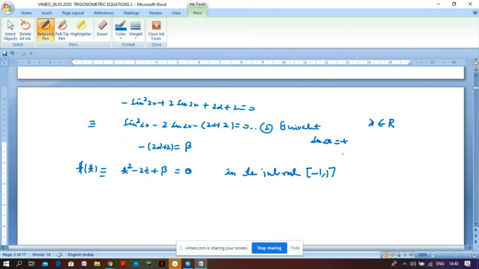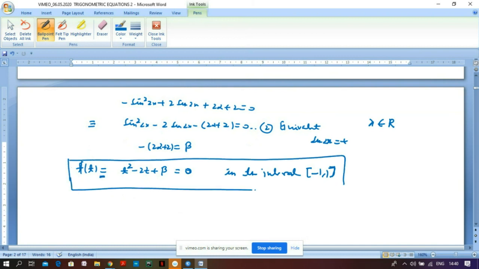You know it's only from -1 to +1. And so the equivalent problem would be that your question becomes, we are further reducing the problem. So we are saying that, okay, given a quadratic, you tell me all values of beta such that this quadratic in t has got at least one root, at least one, not both, at least one root in the interval -1, 1, as sine 2x belongs to this one.